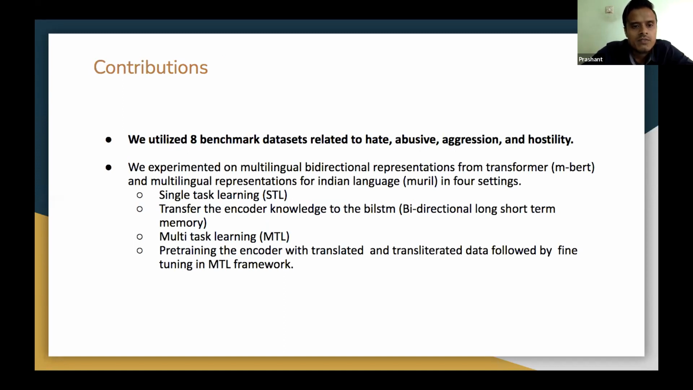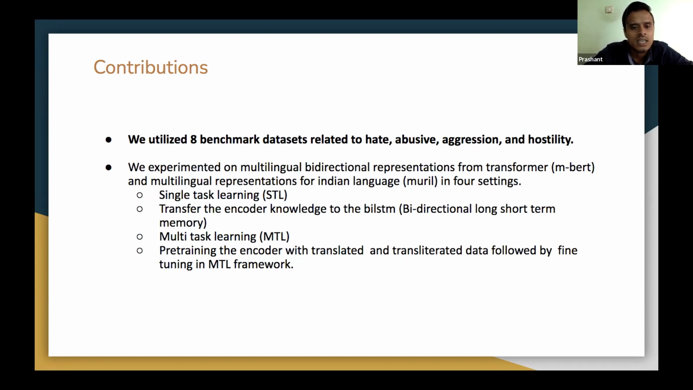In the first, we are utilizing the 8 benchmark Hindi datasets that are related to hate, abusive, aggression, and hostility. For the experimental purpose, we have utilized the multilingual BERT, which is multilingual bidirectional encoder representations from transformers, and multilingual representations for Indian languages, in short MuRIL, in 4 settings. The 4 settings are as follows.